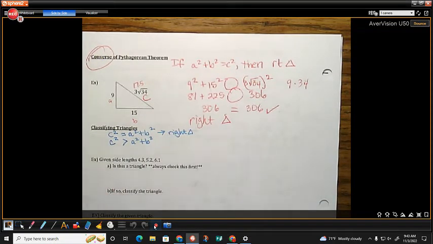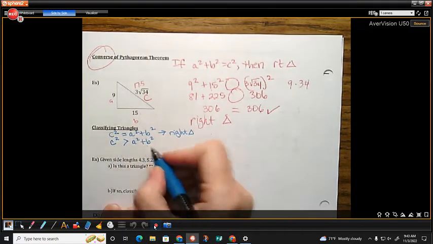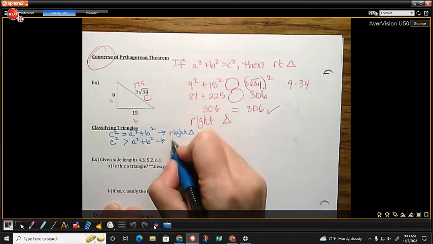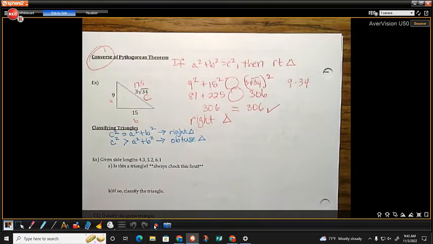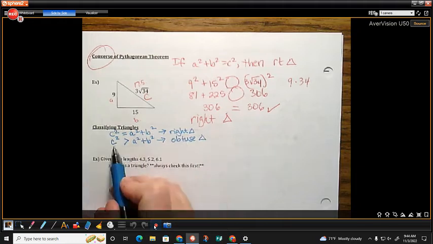Well, that would only happen if c was bigger than it should have been, right? And if c, the hypotenuse, is bigger, guess what kind of angle you have? A bigger than 90 angle, which is called obtuse. So if c squared is bigger, then you have an obtuse triangle. And the obtuse angle will be the one across from c.